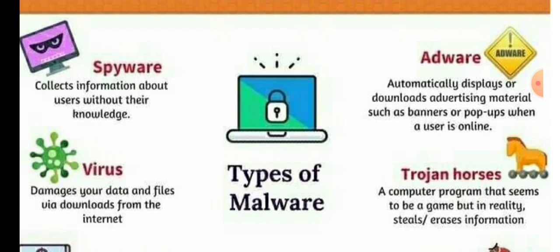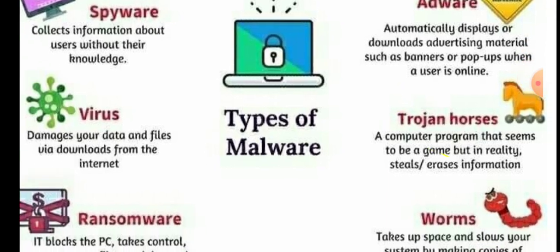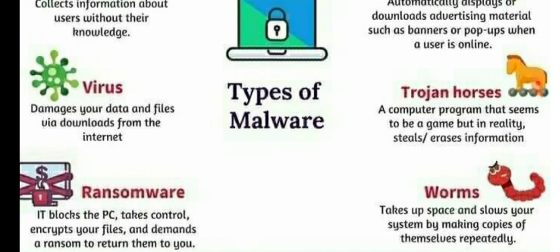And next is a Trojan horse, a computer program that seems to be a game, but in reality steals or erases information. And last is worms. They replicate the files within the computer system. So we can say that they take up space and slow your system by making copies of themselves repeatedly. So that is the worm.